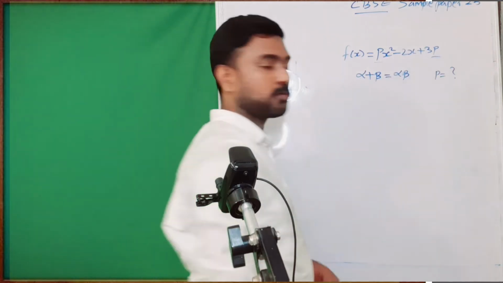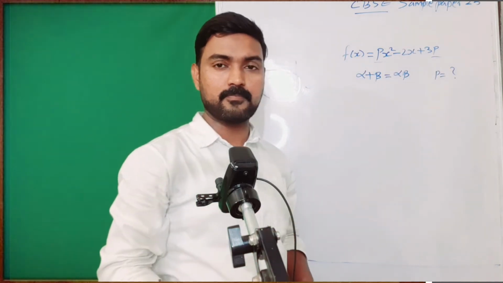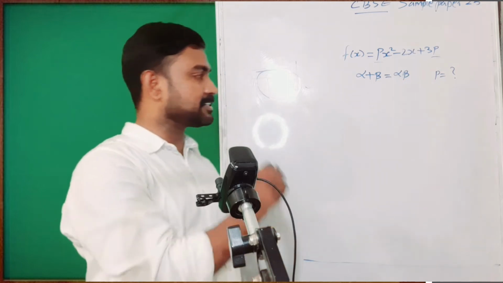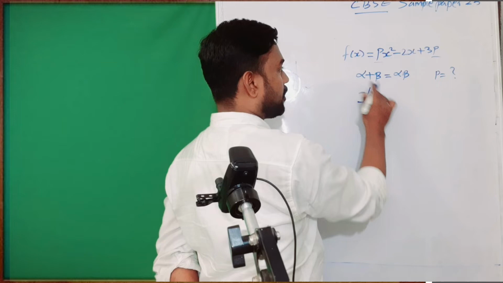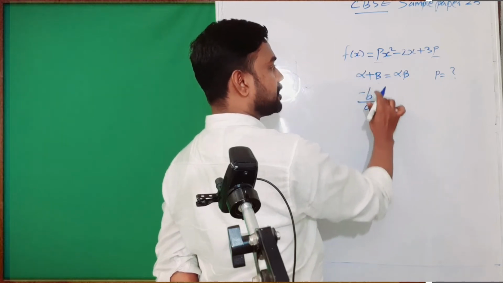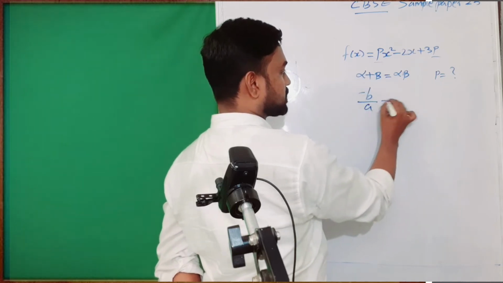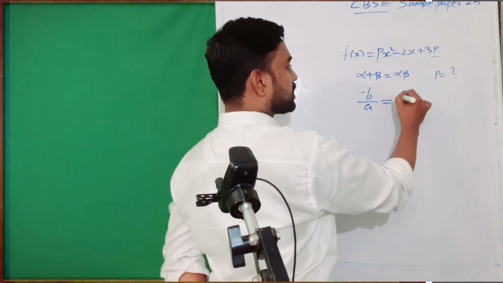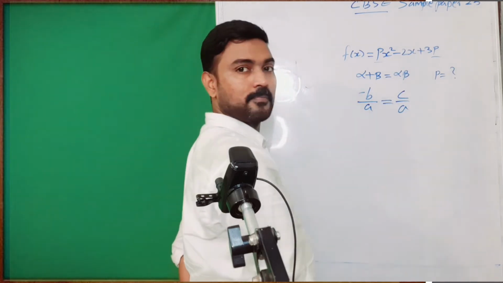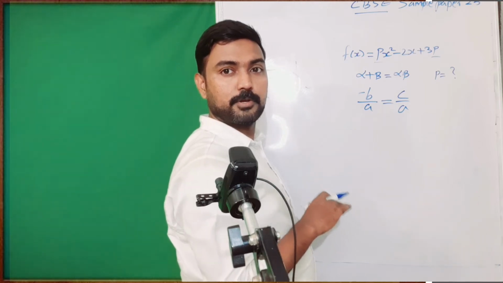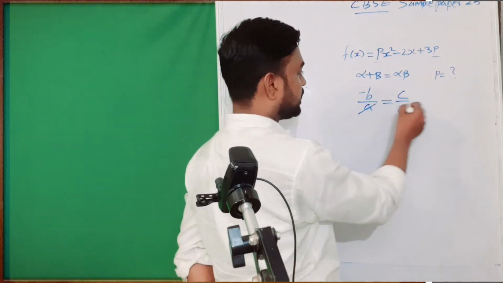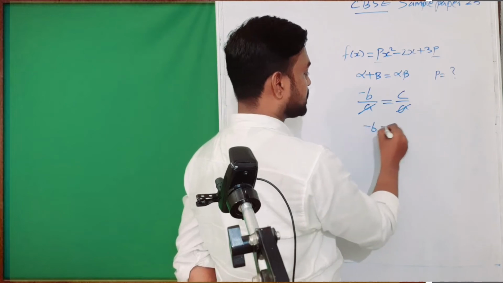We need to find the value of this p. One p is given in the quadratic equation. Very easy. We studied just before, alpha plus beta is equal to minus b by a. So instead of alpha plus beta, we can write minus b by a. Alpha beta is equal to c by a. Where did we get this from? From the chapter quadratic polynomials. So this a and this a cancel. We get minus b is equal to c.